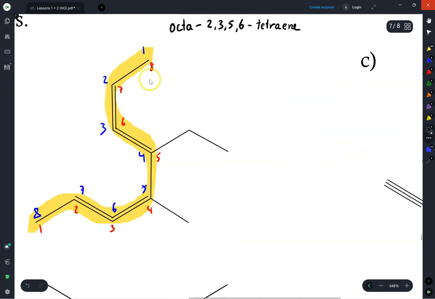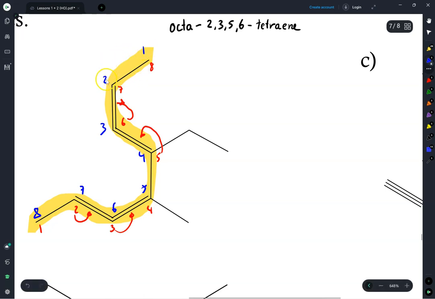In example B, you should have chosen this as your longest continuous carbon chain that includes all your multiple bonds. Since there are 8 carbons, we use the prefix octa. And since there are 4 double bonds, 1, 2, 3, and 4, we say tetraene, where tetra means that there are 4, ene meaning double bonds, so 4 double bonds. And where are they located? At the 2, 3, 5, and 6. So whether you counted left to right in red, the double bond location is the 2, 3, 5, and 6.